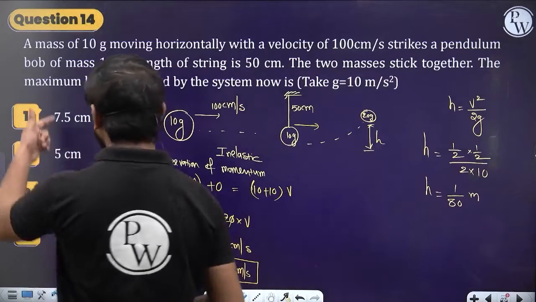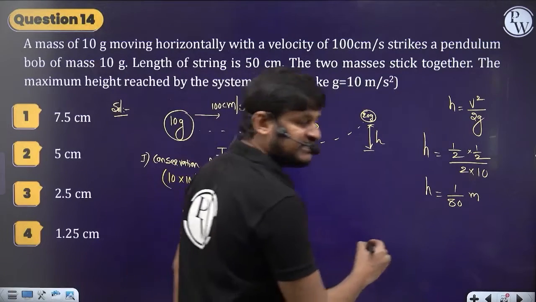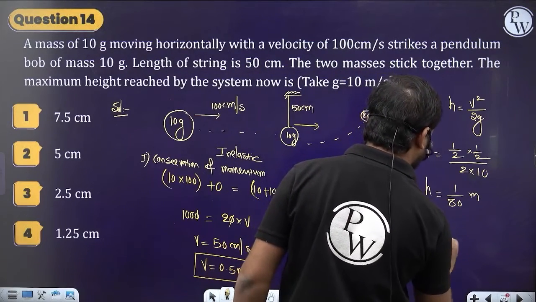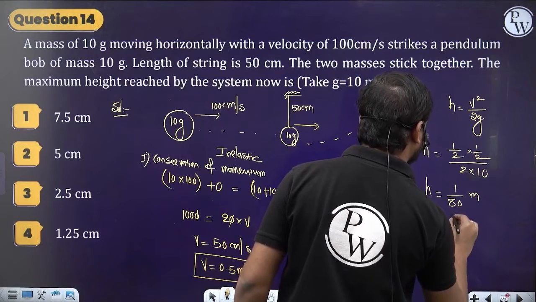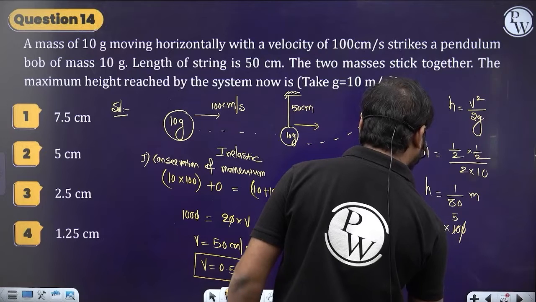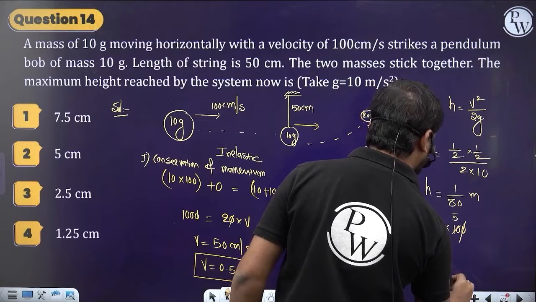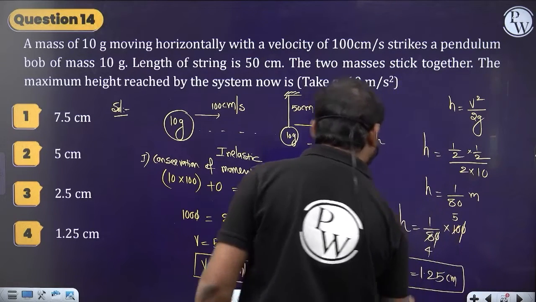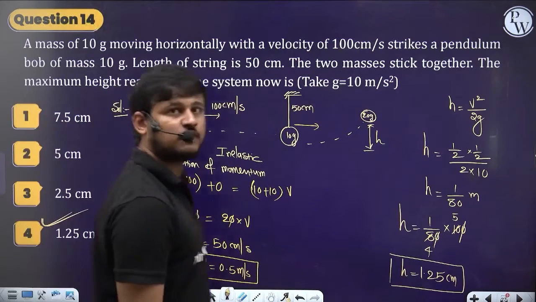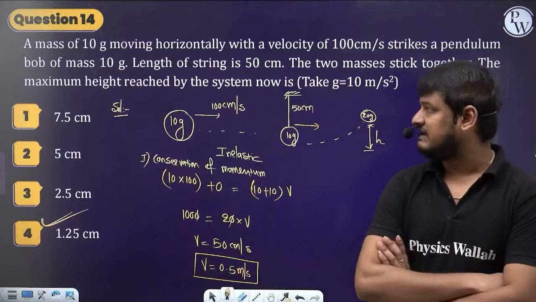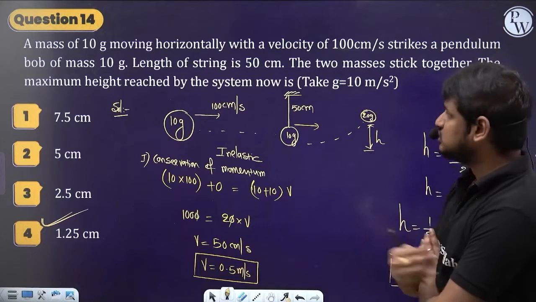The options are given in centimeters, so let's write it in centimeters. h is equal to 1 by 80 into 100. The zero cancels, and 5 by 4 means 1.25. So it rises to a height of 1.25 centimeters. Option 4 is the correct one. Clear guys? Understood the concept? Let's move further.